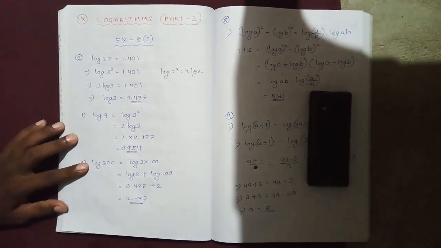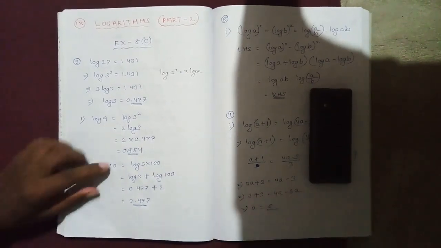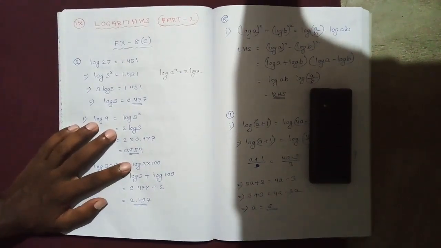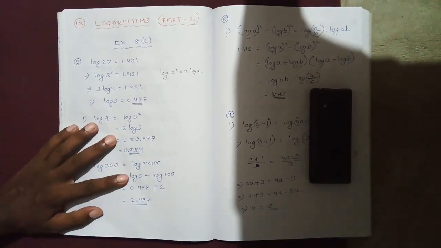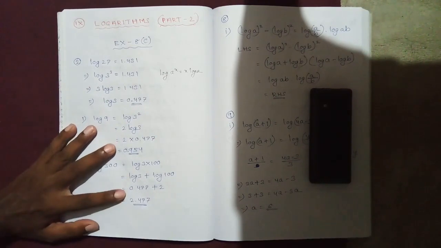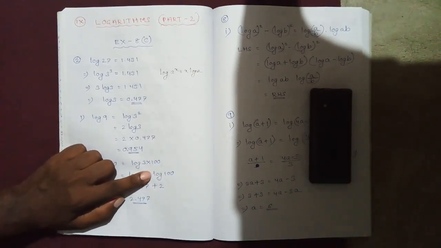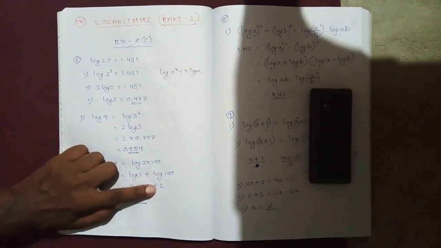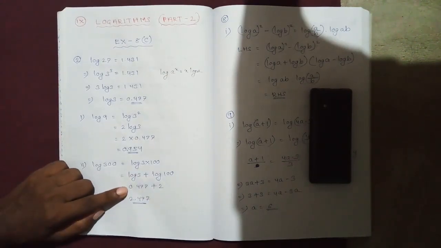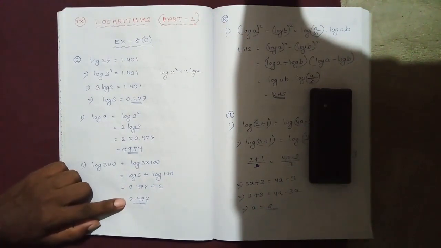Next we have to find log 300. Log 300 can be written as log 3 into 100, which is equal to log 3 plus log 100, product law of logarithm, log AB is equal to log A plus log B. Log 3 is 0.477, and what is log 100? Base is not given, so it is the common logarithm, that means base is 10. Log 100 at the base 10 means 10 power what value will give us 100? 10 power 2. So log 100 at the base 10 is equal to 2. So 0.477 plus 2 is equal to 2.477.